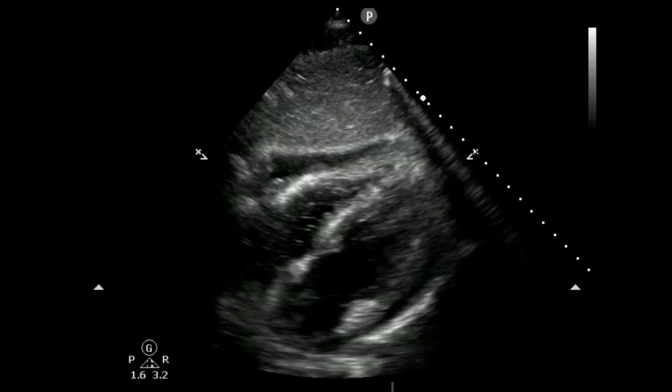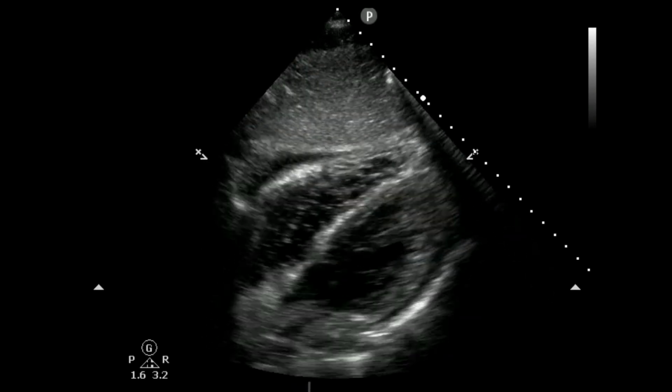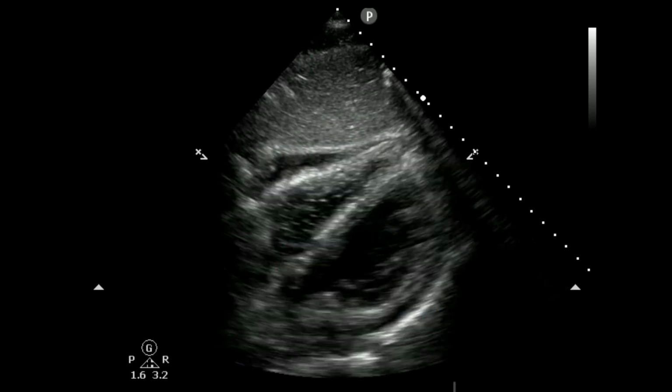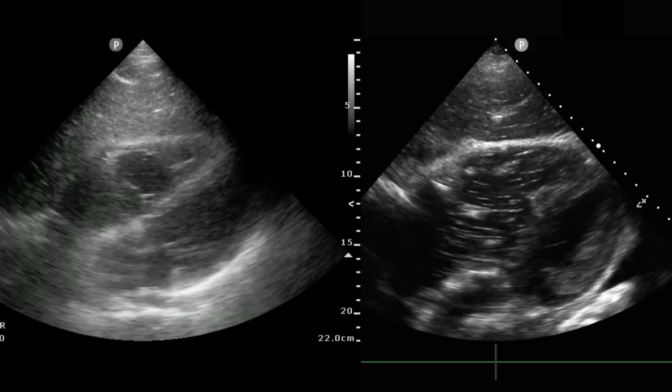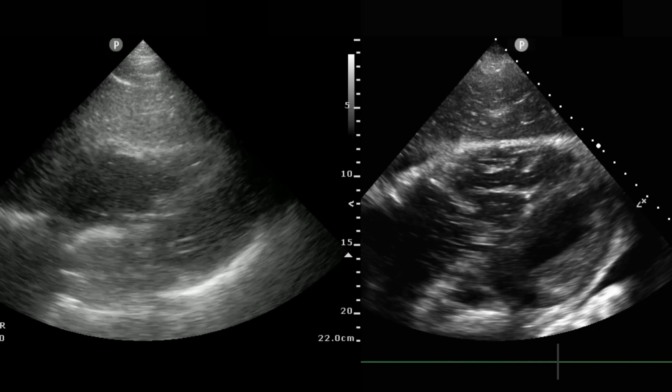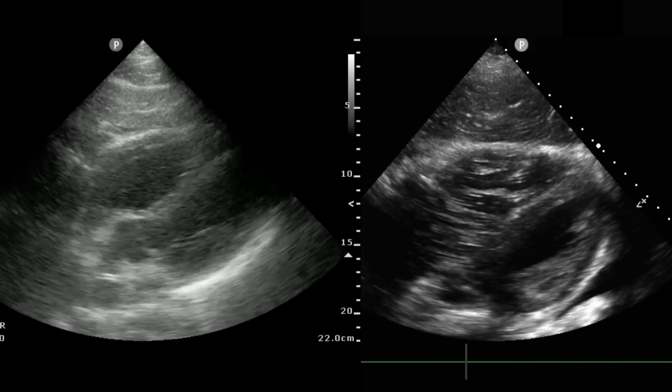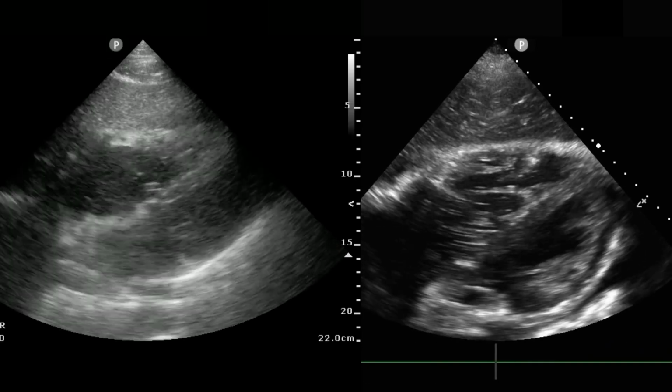Here's an example of tamponade, like we talked about. You can see kind of some collapse of that right ventricle. And obviously a great view for cardiac arrest. You can see you have cardiac activity on the left and cardiac standstill on the right here.